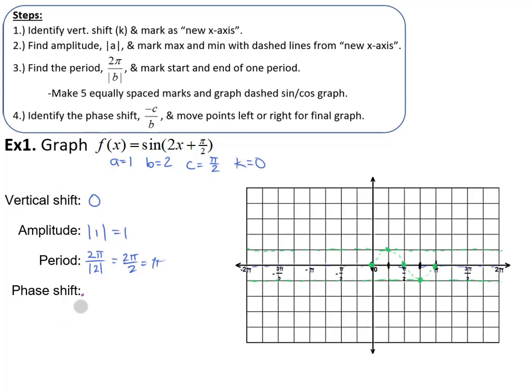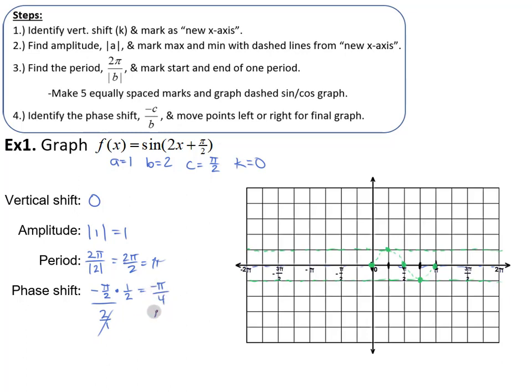Okay, what we need to do is find, is there a phase shift? Whether or not there's a c value will tell me if there's a phase shift, and there is a phase shift. And to calculate it, we need to do the opposite of c, so the opposite of pi over 2 divided by b, which is 2. Now, this does look pretty complicated here, but when you're dividing by a fraction, and you can just make this 2 over 1, it's the same as multiplying by the reciprocal. Dividing by 2 is the same as multiplying by 1/2. Multiplying top times top and bottom times bottom, we get pi over 4.